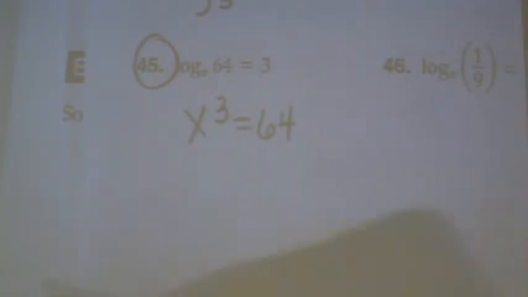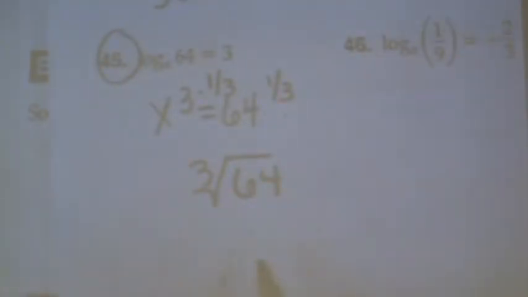And how about 45? X, some number to the third is 64. What you could do to solve this is raise each of these to the 1/3 power. Do you know what the cube root of 64 is? Because that's what you're really doing, the cube root of 64, which is 4. Can I see a thumbs up? Are you guys getting this?